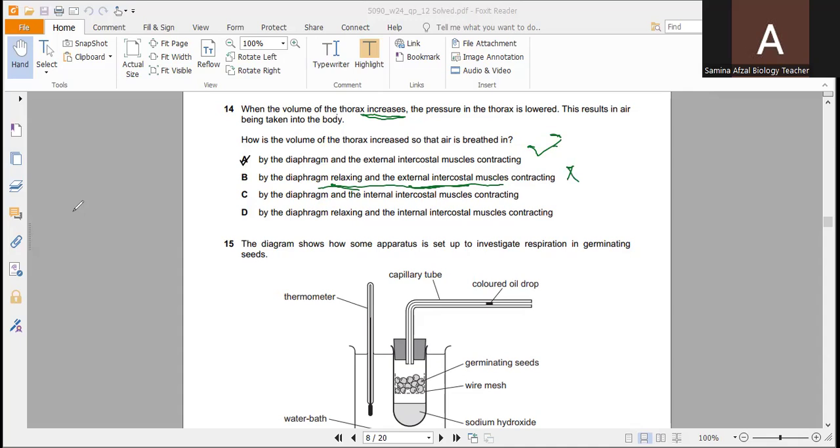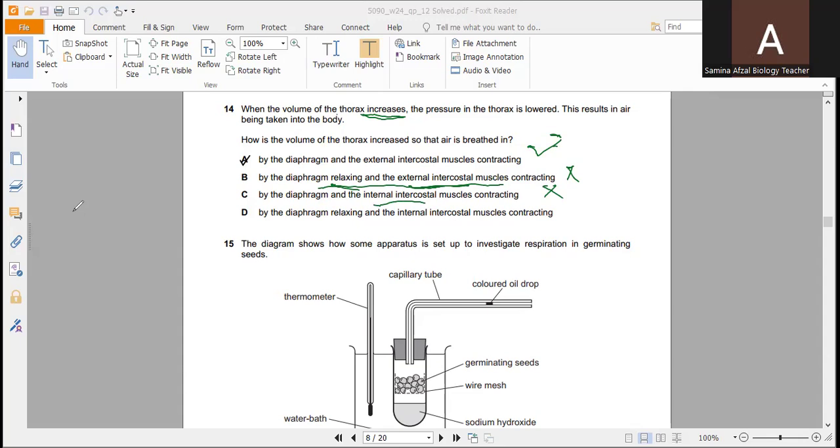By the diaphragm and the internal intercostal muscles contracting: it will not pair with the internal intercostal muscles. The diaphragm always pairs with the external intercostal muscles. So when the diaphragm is contracting, the internal intercostal muscles will relax at that time.